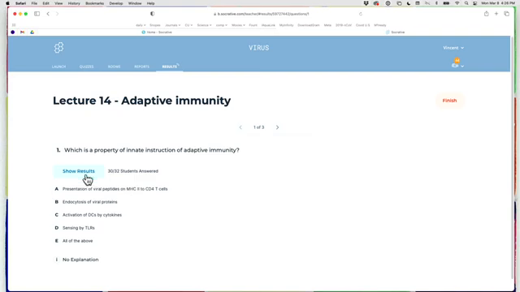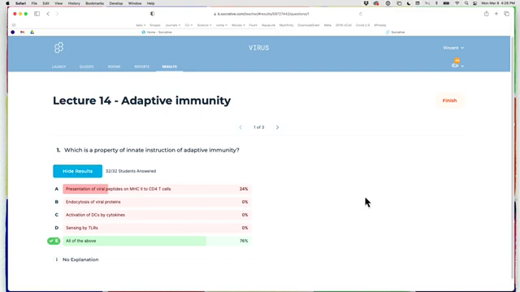Okay, 30 people is good. 32 out of 32, 100%. And the correct answer is all of the above. So what's a property of innate instruction? Certainly presentation of peptides, right? That's part of innate instruction because the dendritic cell is an innate immune cell. The endocytosis of viral proteins, that's how the DCs present the peptides, right? Innate instruction of adaptive immunity is the interaction. Activation of DCs by cytokines, sensing by TLRs. So these are all correct, not just A.